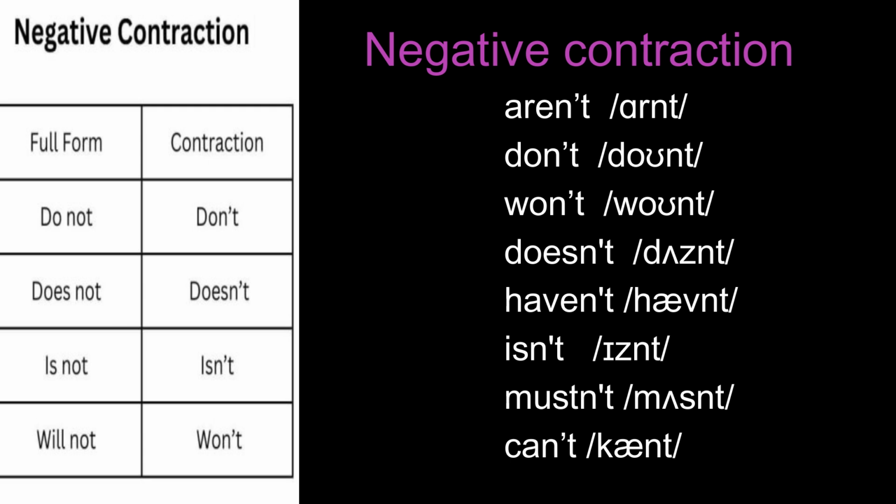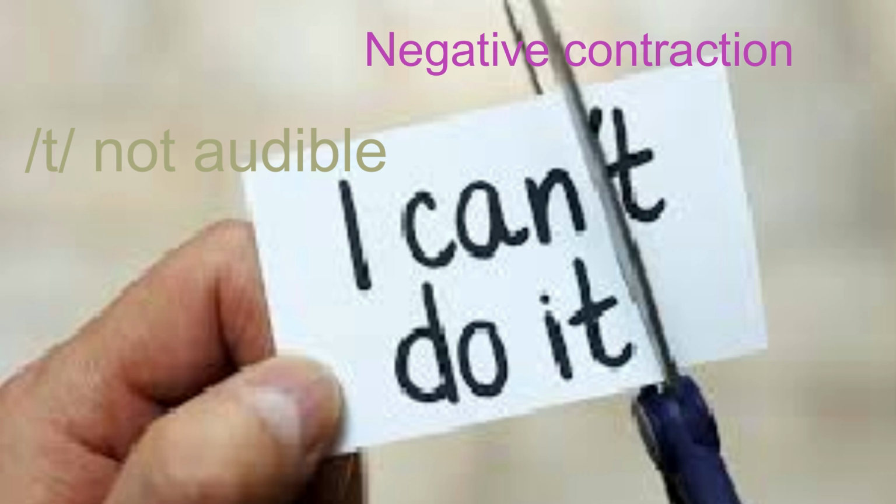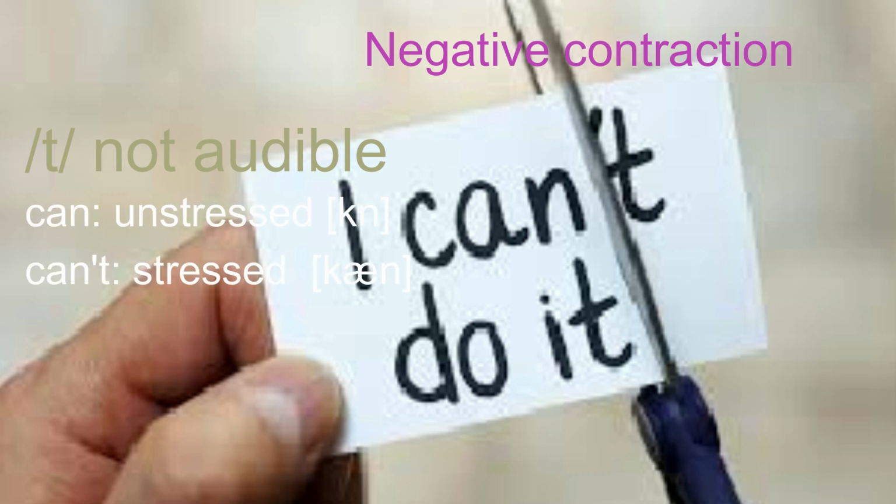Aren't. Don't. Won't. Doesn't. Haven't. Isn't. Mustn't. Can't. Note that the t in negative contractions usually is not audible. We can tell the negative contraction by the n sound. Because of this, can and can't can sound the same.